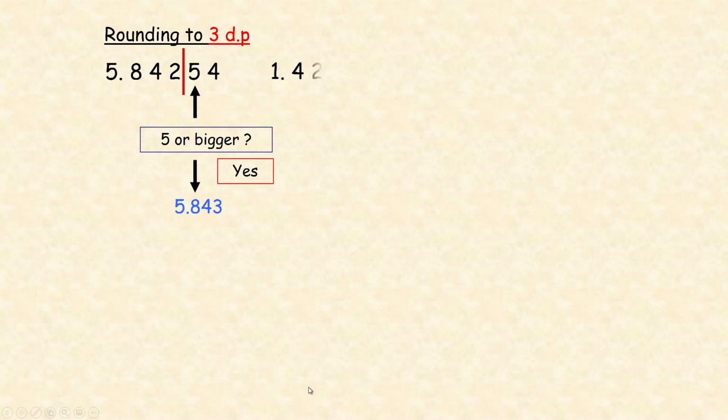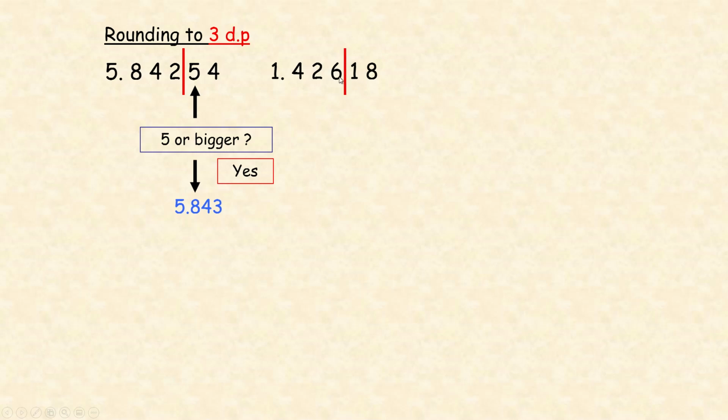Okay, so if we have a look here to 3 decimal places, we always check the question. We count 1, 2, 3 after the decimal, and we draw a line there. And we check that number beside the line. It is 5, so it's going to affect the 2 here. So we end up with 5.843.